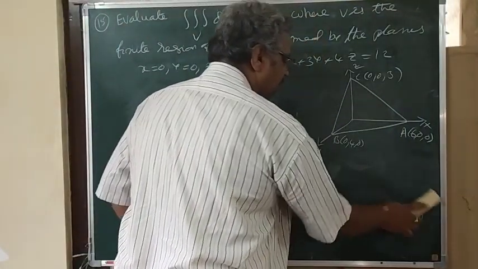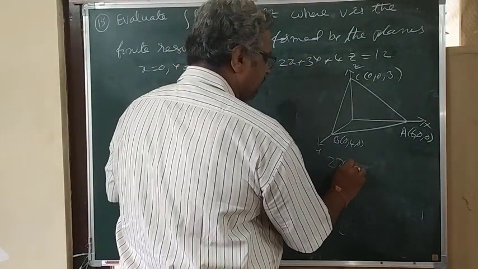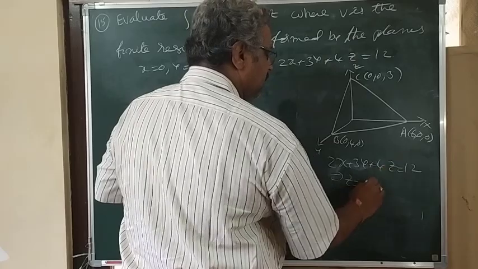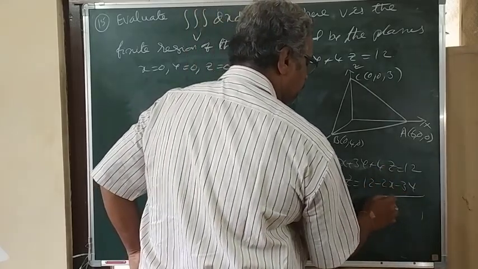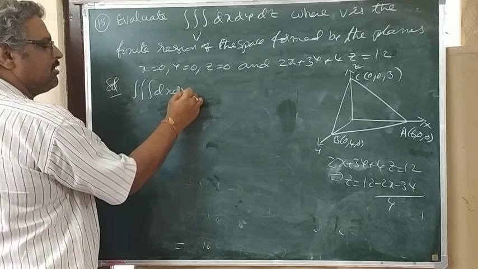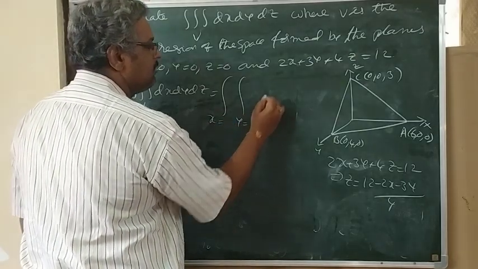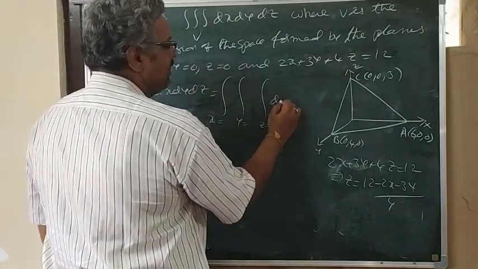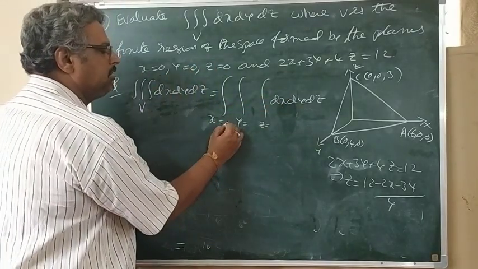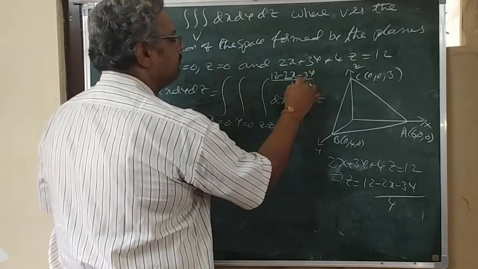Now again this is a tetrahedron. Now first, how to take the limits? Very simple procedure. 2x plus 3y plus 4z equals to 12. Now from this one, what is z? Z equals to 12 minus 2x minus 3y by 4. So solution: triple integral of dx dy dz equals to x limits, y limits, z limits, dx dy dz. Initially x is 0, y is 0, z is 0. So initial lower limits are 0, z upper limit is 12 minus 2x minus 3y by 4.